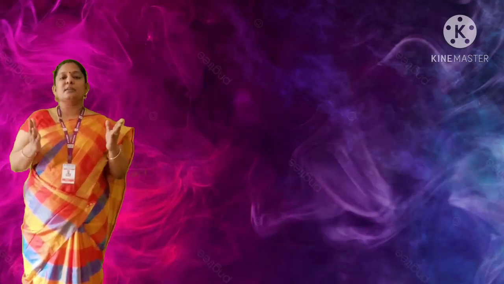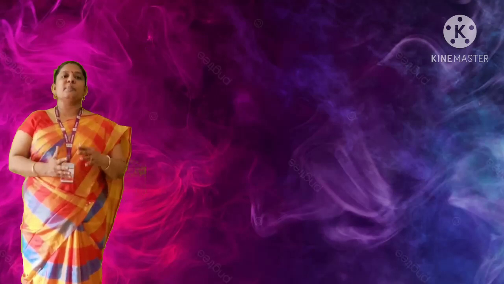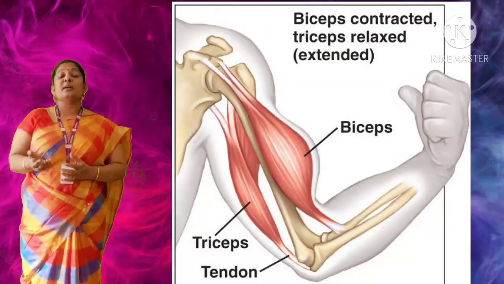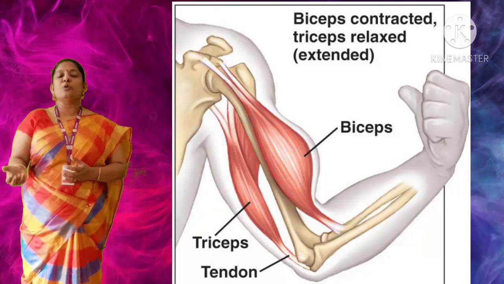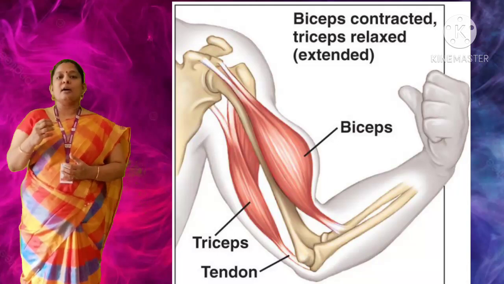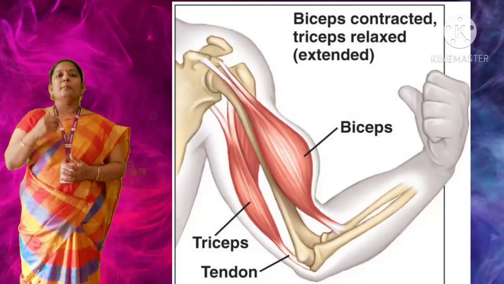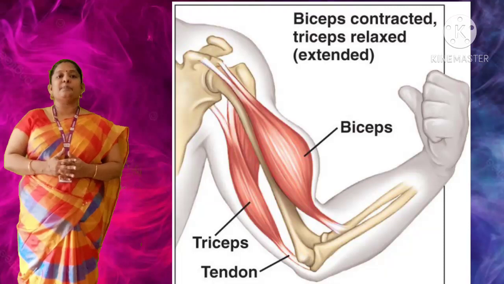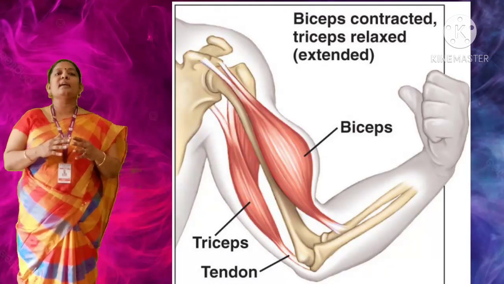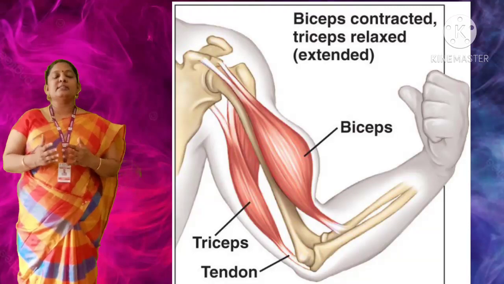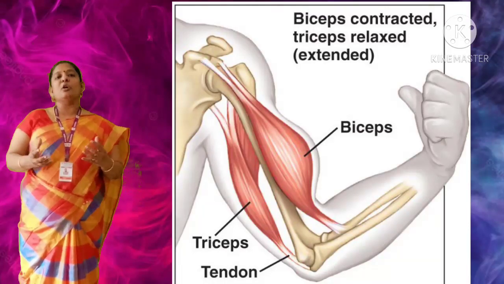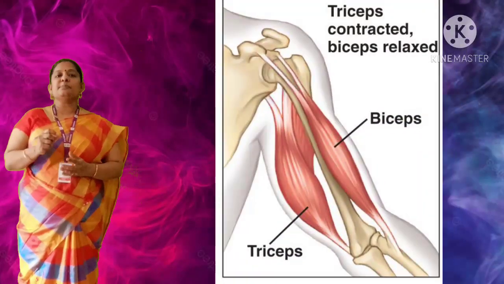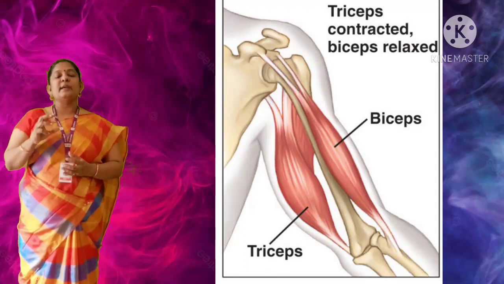Antagonistic muscles has two muscles, that is biceps and triceps. When the biceps contract, the lower arm is raised and the arm bends. That's why this arm is bending. In this position, what about the position of the triceps muscles? The triceps muscles are relaxed. To straighten the arm, the reverse happens. The triceps contracts, straightening the arm, while the biceps relaxes.